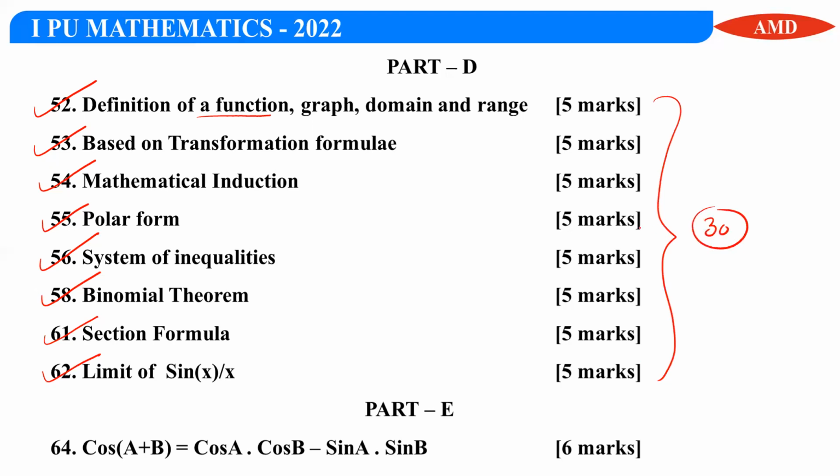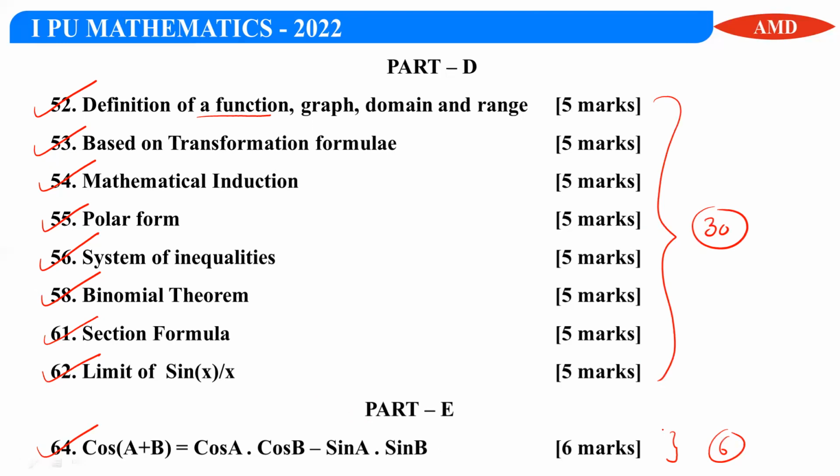Then you have from part E, one of the short questions which you have been studying from the beginning of the year, that is cos A plus B is equal to cos A into cos B minus sin A into sin B. This proof, if you learn, you can easily score 6 marks here. So altogether, I think you will have about 66 marks.